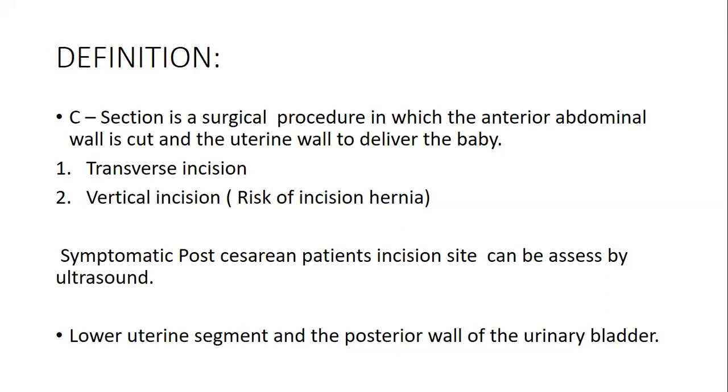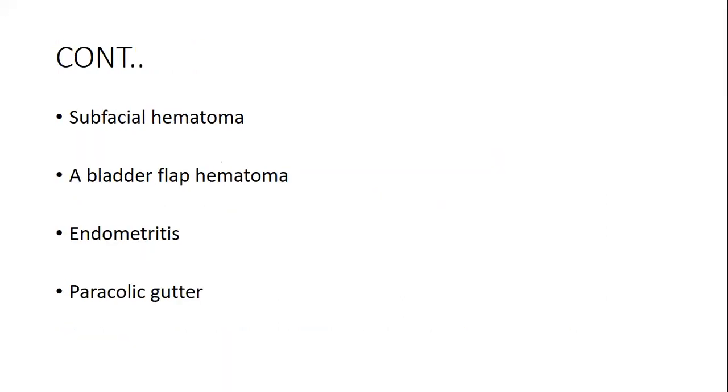So symptomatic patients, like I said, can be assessed by ultrasound, and the lower uterine segment and the posterior wall of the urinary bladder may be appreciated very well. So what things do you expect to see? You can find a subfascial hematoma. This subfascial hematoma is a hematoma that you can find right on the anterior abdominal wall. Around there, you may have this subfascial hematoma. It's very important to report on it.